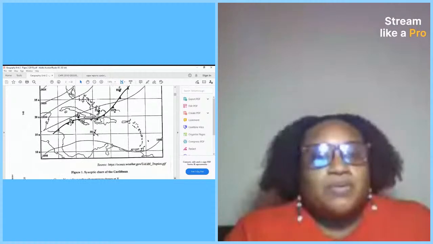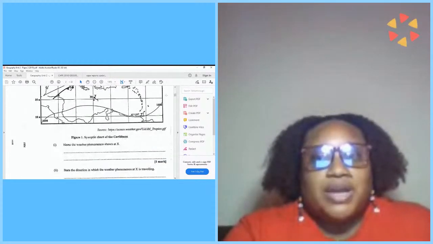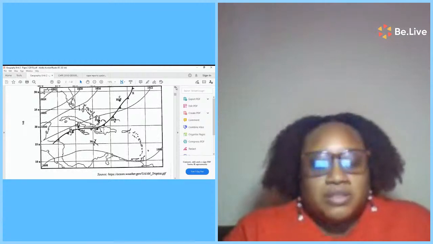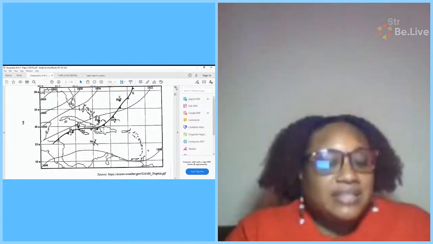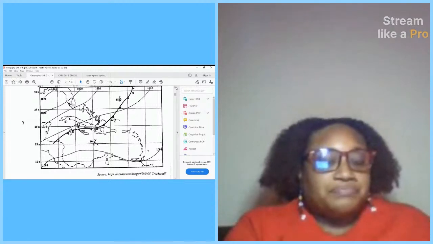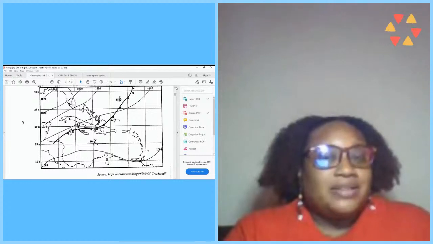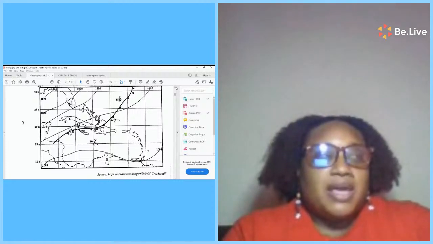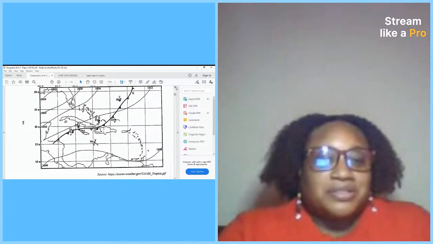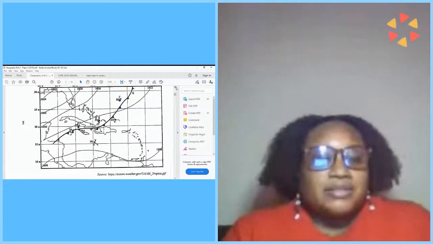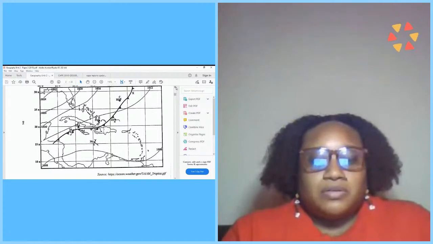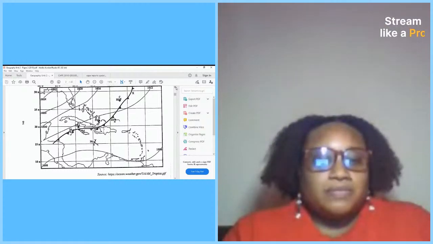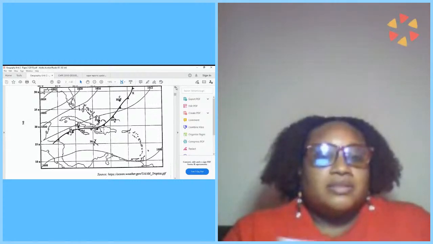On the map, the first question is: name the weather phenomenon shown at X. So if you look at X, what is that weather phenomenon that you see? You have to know your weather symbols, very important for the topic of weather. When you are looking at weather, you have to learn all of your symbols to be able to answer these interpretation questions. So, what is X? What system is X, or what feature is X, as they said there.